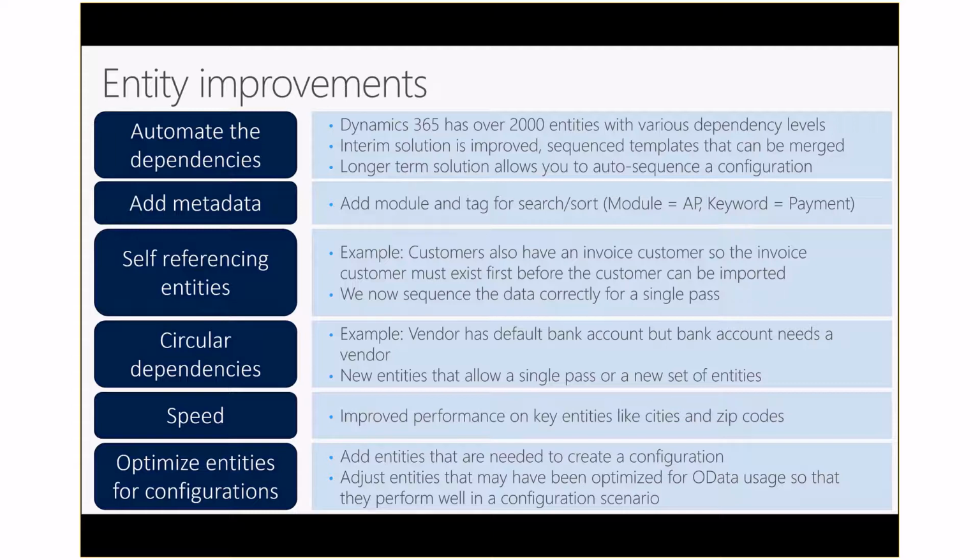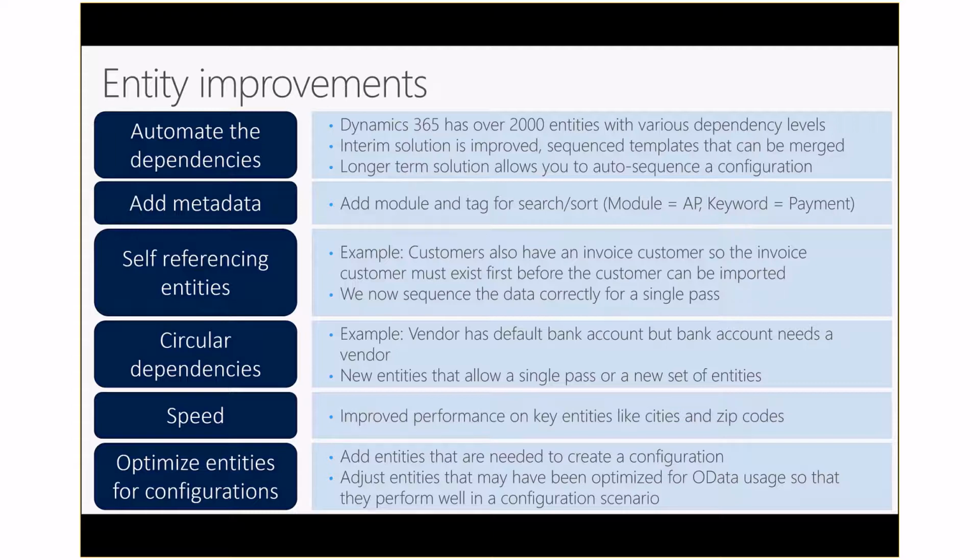Another situation we wanted to solve was circular dependencies. A vendor has a default bank account, but a bank account has a vendor. So you're stuck in a permanent loop. How can you do that? A lot of people would turn off validation and import stuff, and it wouldn't get validated, but they would hope it would be fine.